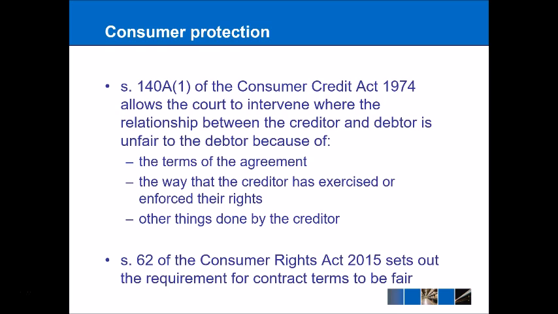Nevertheless, Section 140A(1) of the Consumer Credit Act 1974 is quite broad and can help people out within the context of mortgages. Basically, it allows the court to intervene where the relationship between the creditor and the debtor, i.e. the bank and the homeowner, is unfair to the debtor because of either the terms of the agreement, the way that the creditor has exercised or enforced their rights, or anything else that's done by the creditor. And so it gives the courts a wide degree of margin to alter agreements and to intervene in that relationship. And that could easily apply to mortgages.